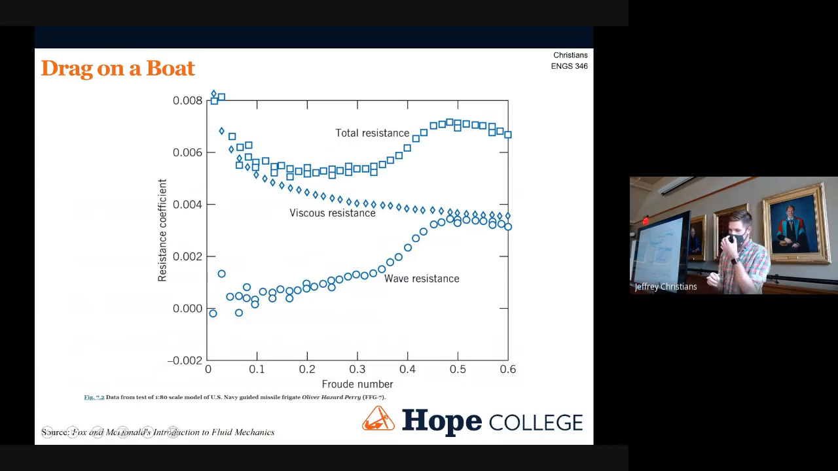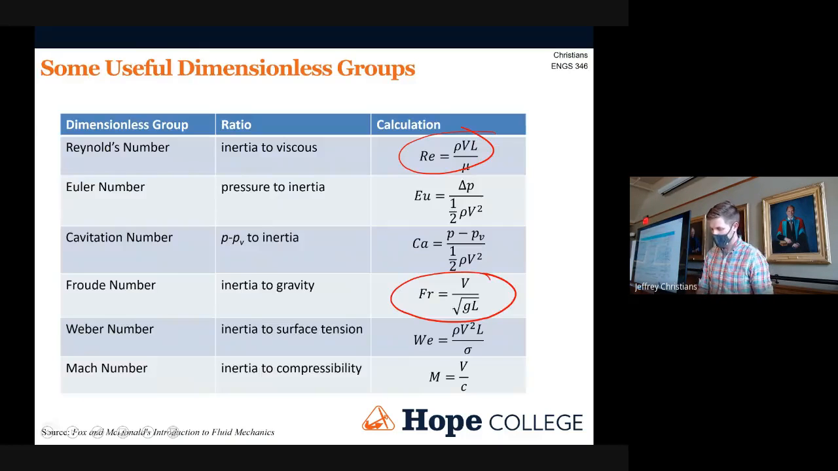This is some data from a test model of a ship. Looking at how the total resistance is a function of both what's happening with viscosity, but also what we call the wave resistance, which is related to the Froude number. So first of all, just to remind us, looking at the relative values of these different things can actually give us a lot of insight into if it's going to play a role.